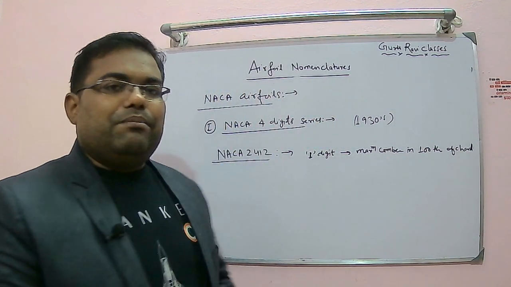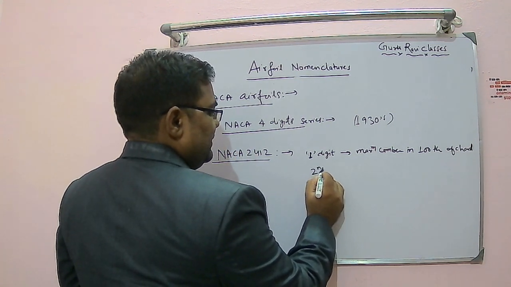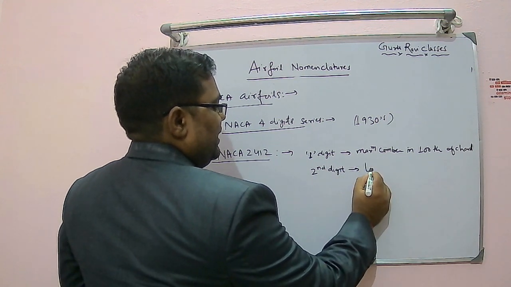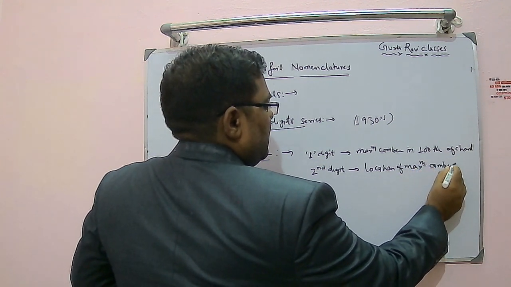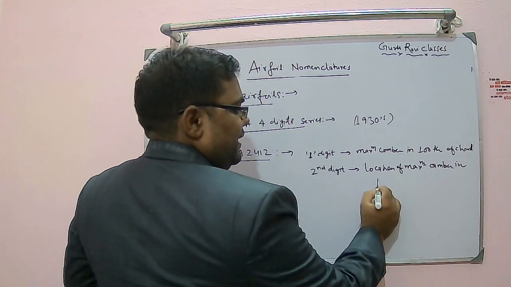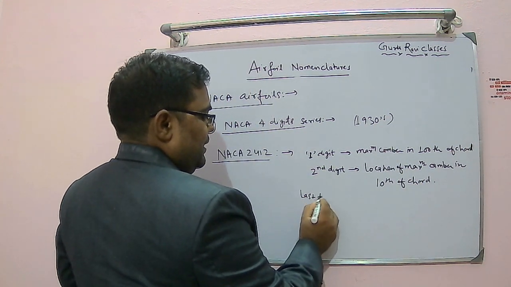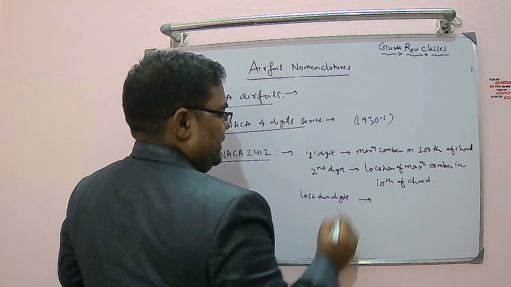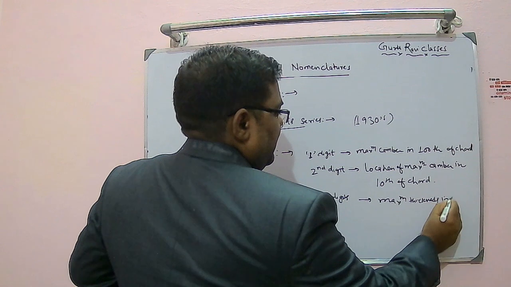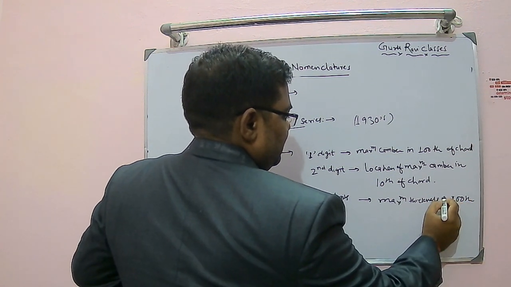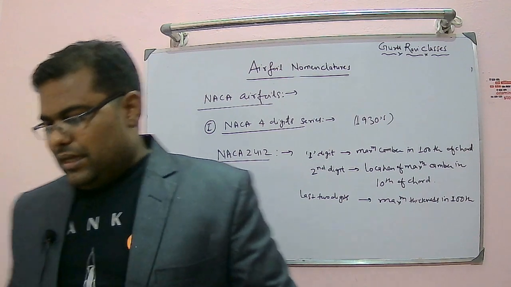So the first digit is the maximum camber in hundredths of the chord, and the second digit represents the location of maximum camber in tenths of the chord, and the last two digits represent the maximum thickness in hundredths, right? In hundredths of the chord.